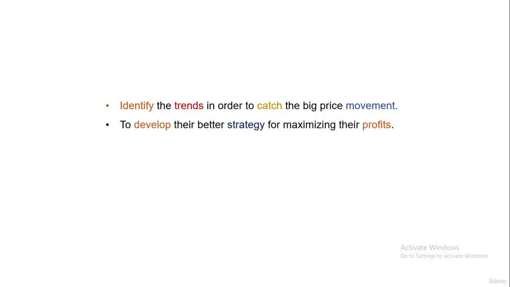The main goal of Dow theory is to identify the trend in order to catch the big market movements which are taking place in the stock market. The theory helps investors to develop better strategies for maximizing their profit. This theory is still relevant in the current trading market.